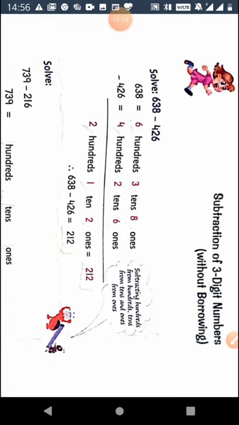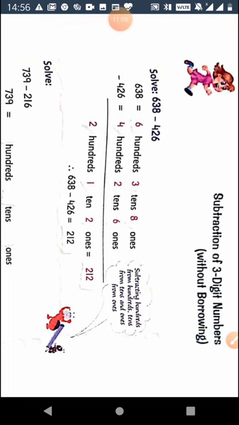Now first we will write both the numbers in expanded form. So 638 means, what is the digit at ones place? It is 8. The digit at tens place is 3 and the digit at hundreds place is 6. So 638 means 6 hundreds, 3 tens and 8 ones. And minus 426. So in 426, the digit at ones place is 6, the digit at tens place is 2 and the digit at hundreds place is 4. So 426 means 4 hundreds, 2 tens, 6 ones.